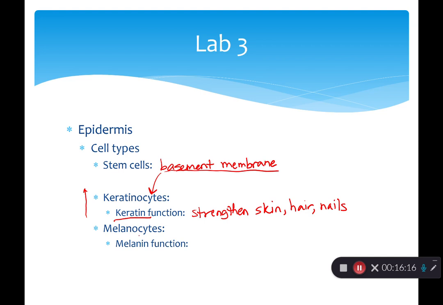The other type of cell we have are melanocytes. Melanocytes produce melanin. This is the pigment of your skin. Now, we all have about the same number of melanocytes, but the melanocytes can produce different amounts of melanin. So that's why we see all the different skin tones that we have. So yes, melanin is the pigment, but the function of the pigment is to protect against UV radiation. That is its function.